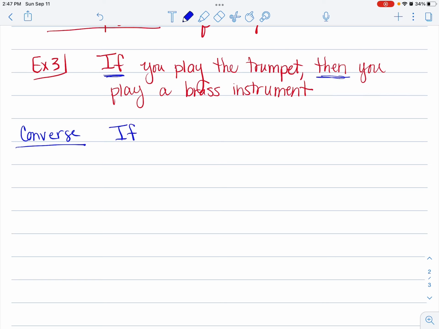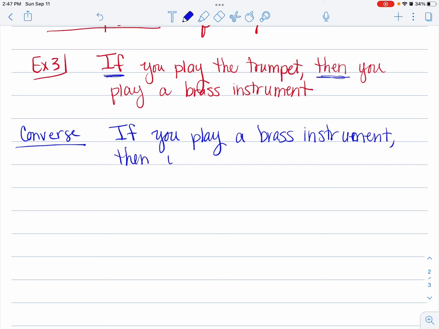So that would be: if you play a brass instrument, then you play the trumpet. So you can see all I did was switch the if part and the then part, but the if and then stayed. So it's still a conditional, it's just switched.